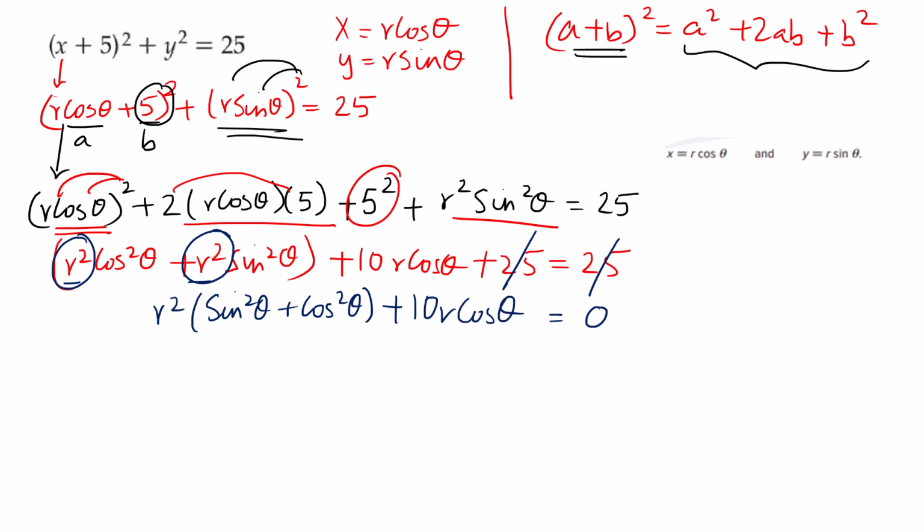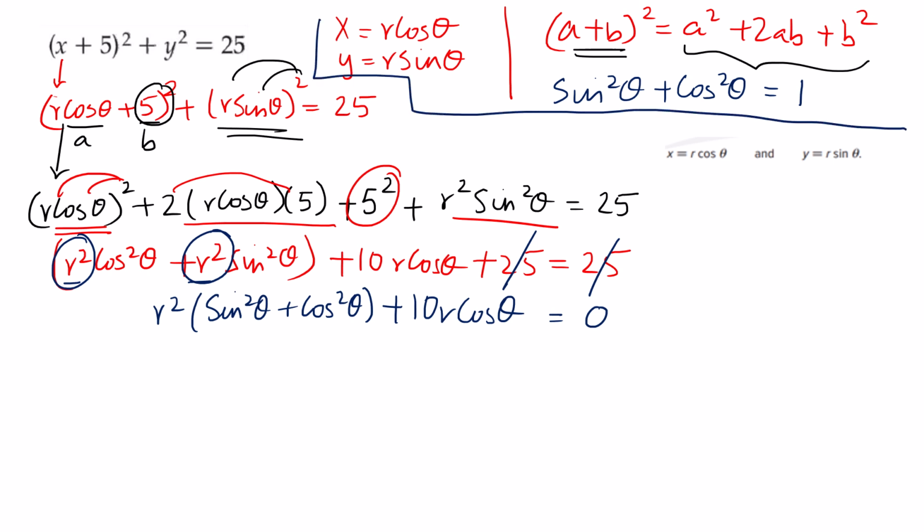How much is sine square theta plus cos square theta? I'm going to write it here, whatever identities, whatever formulas I'm using while I solve. All of this you need to mention clearly, what you're using. So this becomes 1. So I'm left with r square times 1.